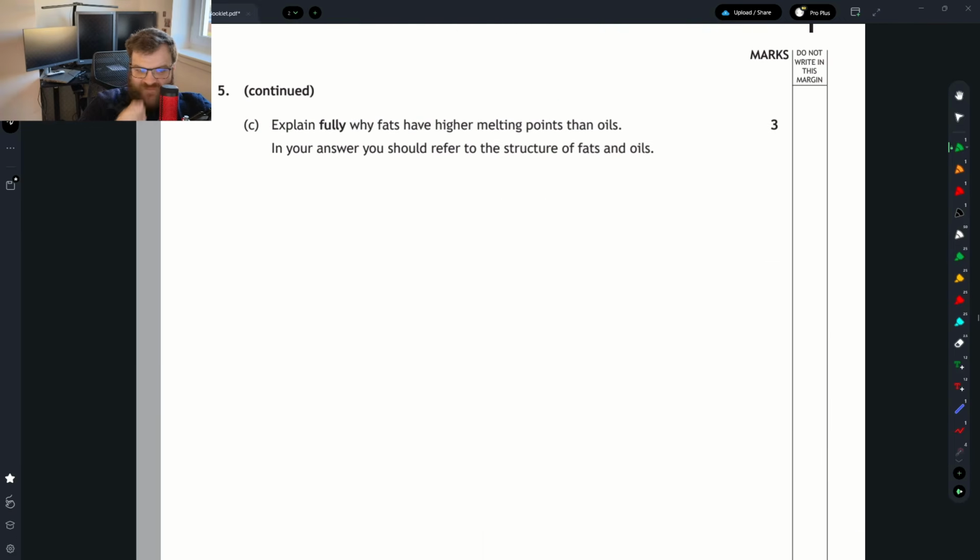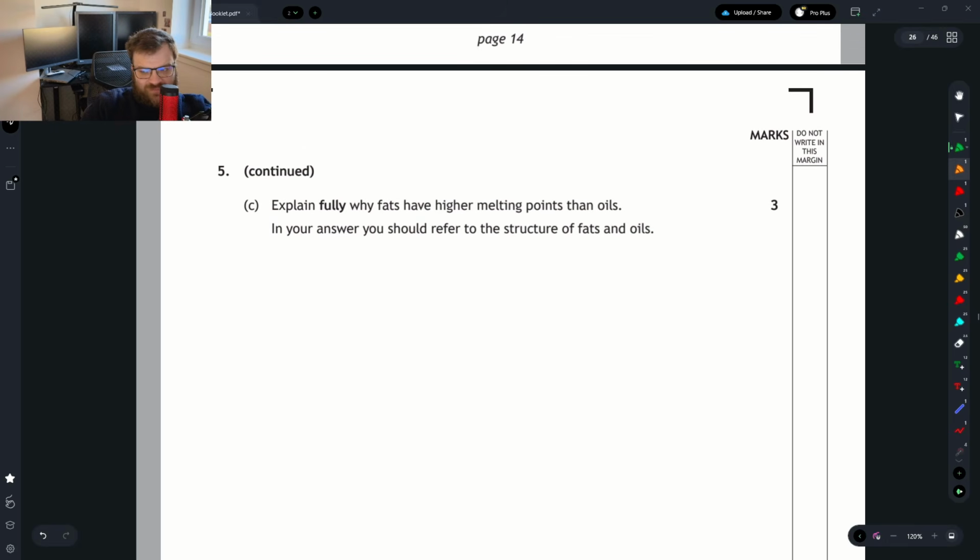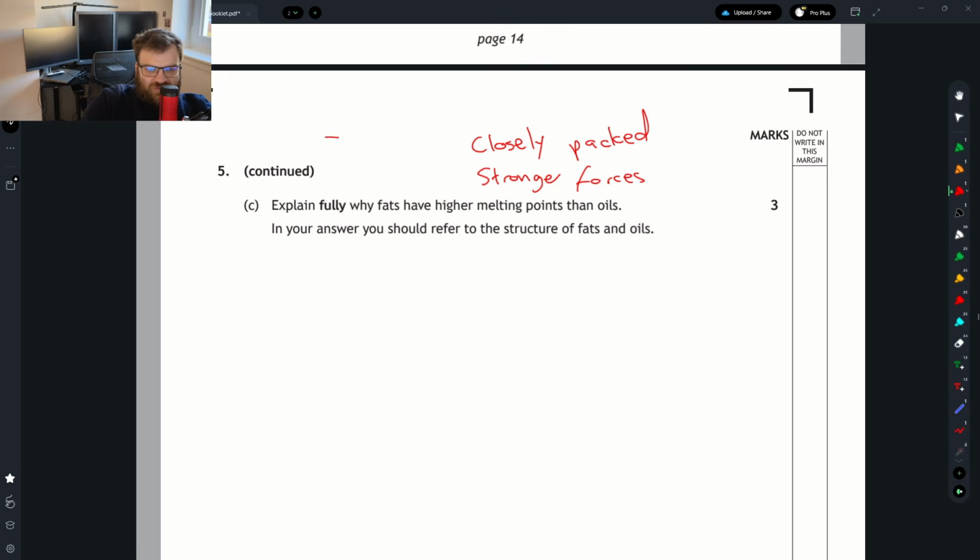Next one, why fats have higher melting points and boiling points. And we can run this backwards from the one about linseed and olive oil earlier on, where if they've got higher melting points and boiling points, they must have stronger forces, which means they must be closely packed. Double bonds prevent the close packing. This must mean that they would be less unsaturated, more saturated. And then that's what they would want for the 3 points.